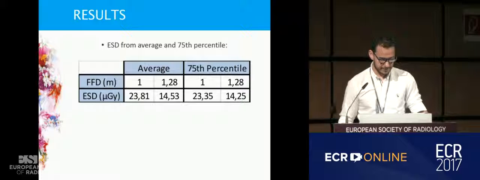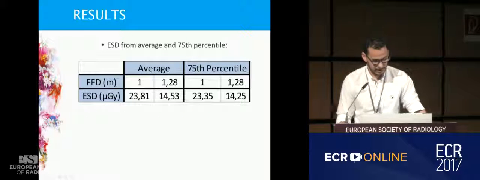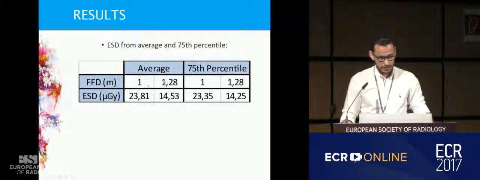These are our main values for all the sample, with the distances of 1 meter and 1 meter and 28 centimeters, and for the 75th percentile, the same thing. So the average for 1 meter is about 23, and for the 75th percentile, 23.35, so fairly close.